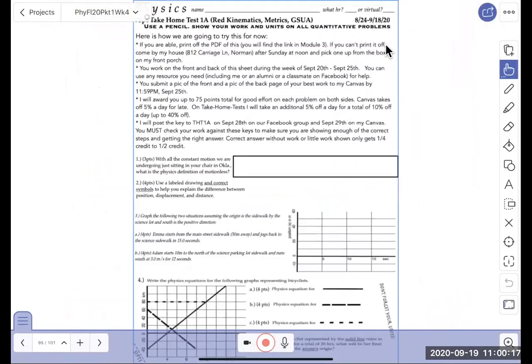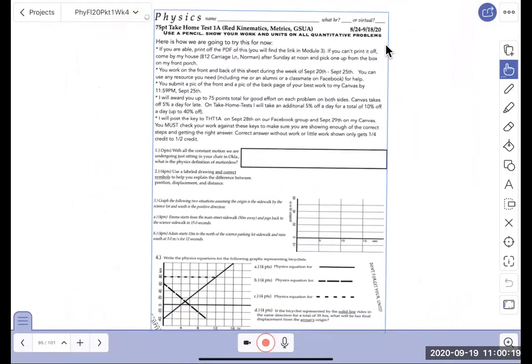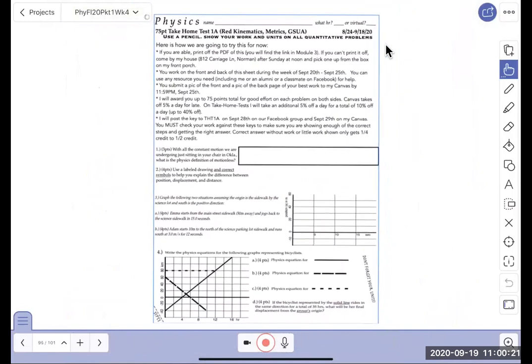This is on the Facebook group. It's on Canvas as well, under Module 3. It's the PDF of the take-home test, if you want to start on that this weekend. It's not due until Friday next week.